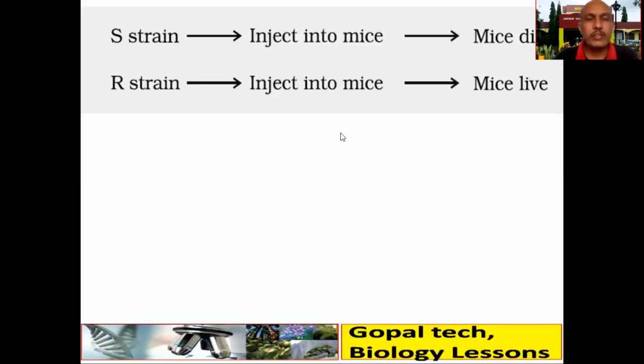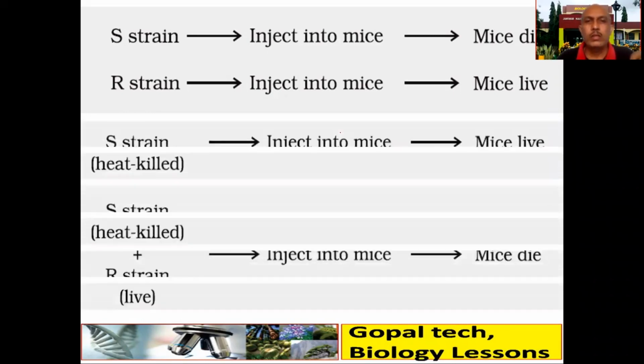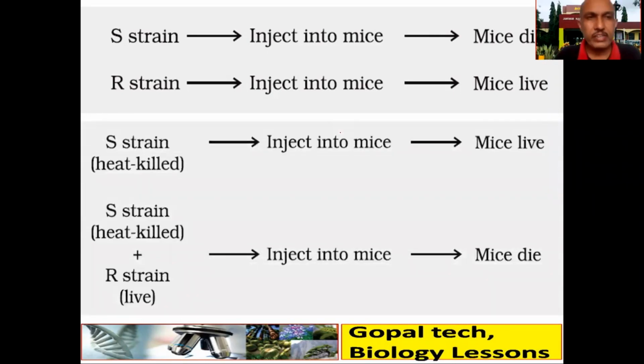Then R strain bacteria are injected into the mice, and the mice will live because it is a rough strain. Then S strain, which are heat killed, injected into the mice, again survive. But a combination of S strain, which are heat killed, plus R strain, which are live, when injected into mice, the mice will die. So in this way, you can represent it in your examination.